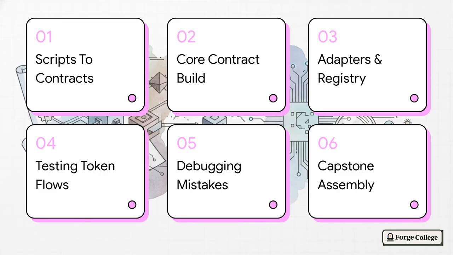To make sure that doesn't happen, we've sketched out a very strict blueprint for today. We're going to move from scripts to contracts, build out the core contract itself, set up our registry and platform adapters, test our token flows, debug the inevitable common mistakes, and finally, get totally prepared for our capstone assembly.